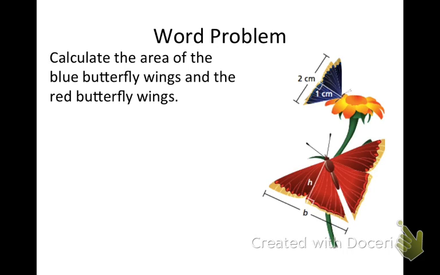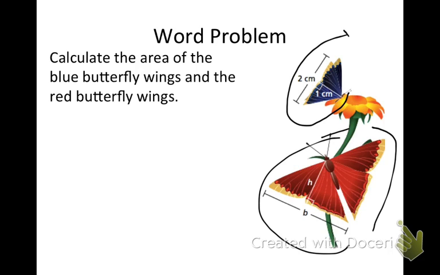Okay, so here's a fun word problem. We want to calculate the area of the blue butterfly wings, so that's up here, and the area of the red butterfly wings. So, whoops, there's no numbers on this one. So, let's say that the height is 2 and the base is 2. So here again, I'm looking, there's my right angles. So let's do the blue butterfly first. So gosh, should we do that in blue? Let's do that in blue.